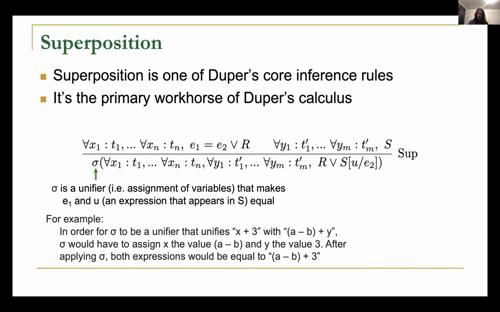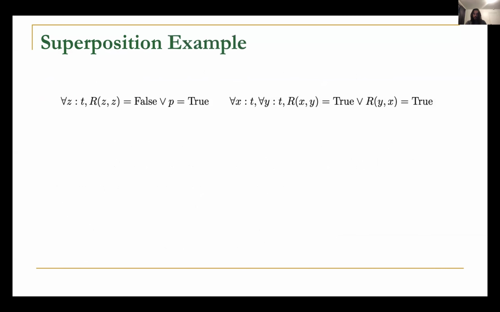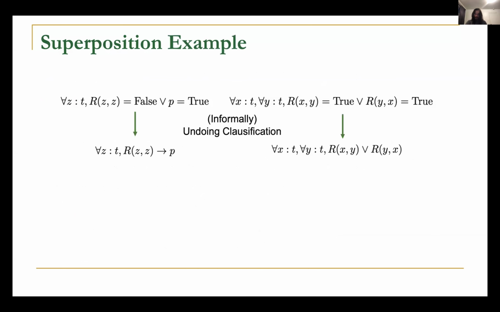To see that, let's take a look at a short example. Suppose we have these two clauses and we want to derive a new fact from them. Informally, if we undo their clausification so that they can be more easily read, the left clause says that for all z of type t, r of zz implies p, and the right clause says that for all x and y of type t, either r of xy or r of yx.